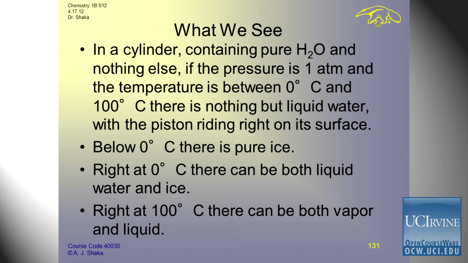Below 0 degrees, it's ice. Over 100 degrees, it's vapor. Exactly at these 2 points, and I've said this a number of times now, exactly at 0 degrees Celsius, the water can exist as both liquid and ice. And at 100 degrees Celsius, it can exist as both vapor and liquid. Right?